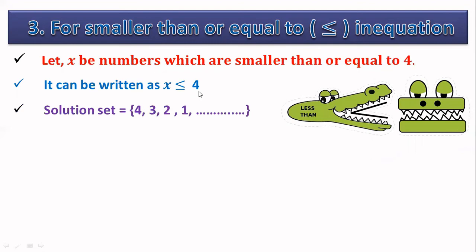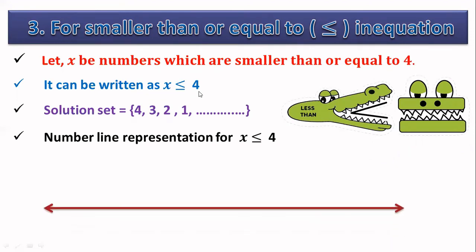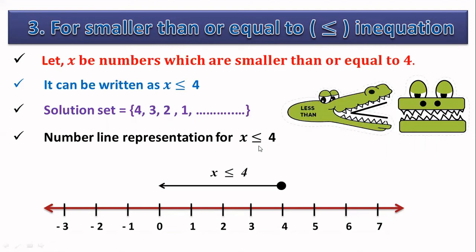Now, let's try to show this inequation also in our number line. So, when we show this inequation x is less than or equals to 4 in our number line, the representation will be like this. This time, in this inequation, there is an equals to sign also, so there will be a slight change. Do you remember in case of less than and greater than, there was a circle, isn't it? But this time there will be a black dot, as we are taking the numbers which are less than or equal to 4. Black dot means we are including 4 also, and all the numbers towards the left of 4.